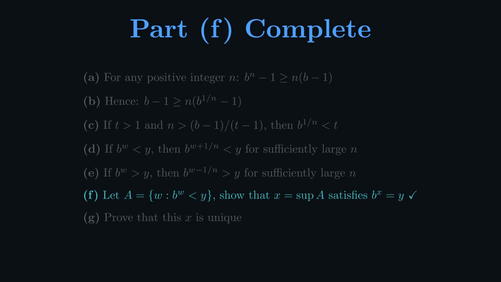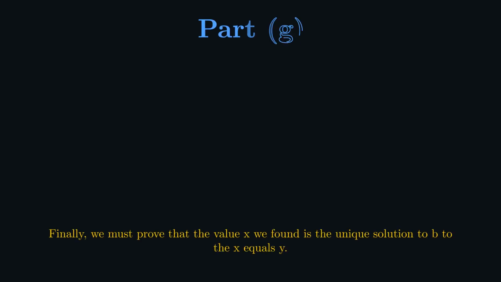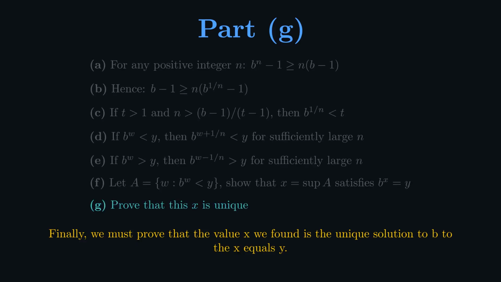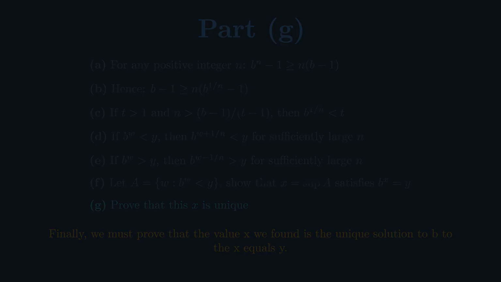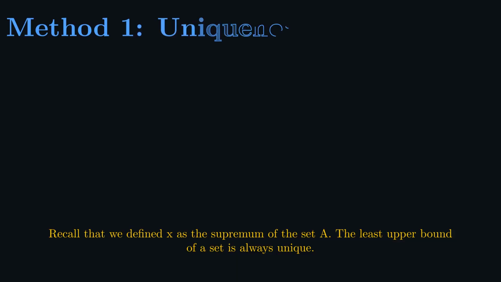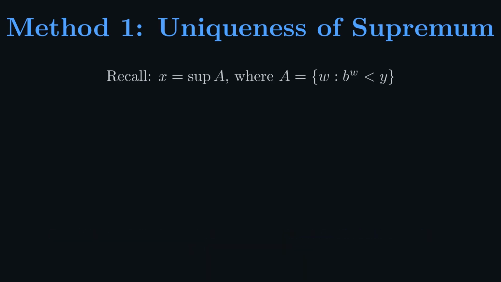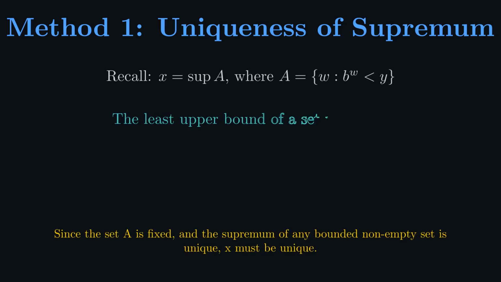Finally, we must prove that this value x is the unique solution to the equation b to the x equals y. Without uniqueness, we cannot properly define the logarithm. Our first method relies on the construction itself. Recall that we defined x specifically as the supremum of the set A. It is a fundamental property of the real numbers that if a set has a supremum, that supremum is unique. Since the set A is well defined and fixed, it cannot have two different least upper bounds. Therefore, x is unique by definition.